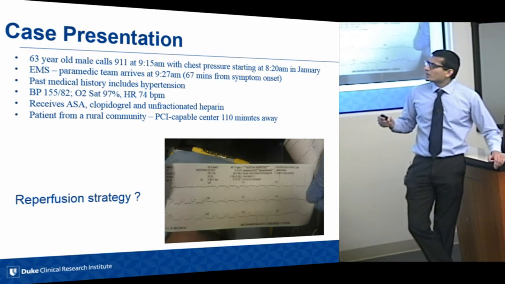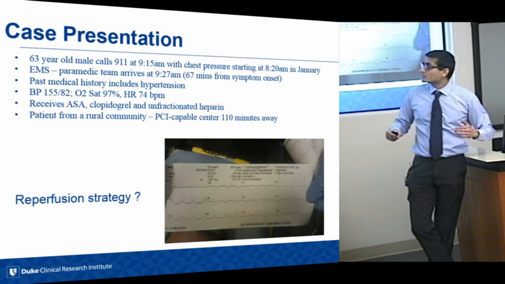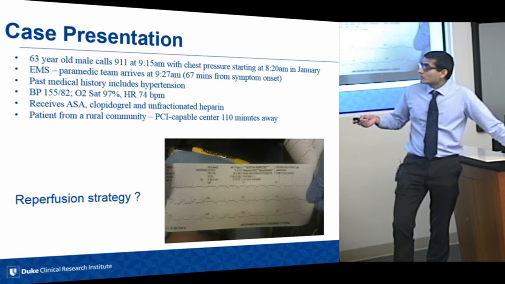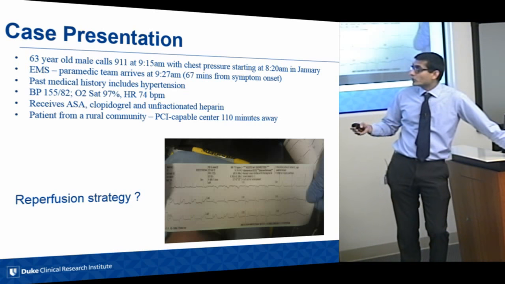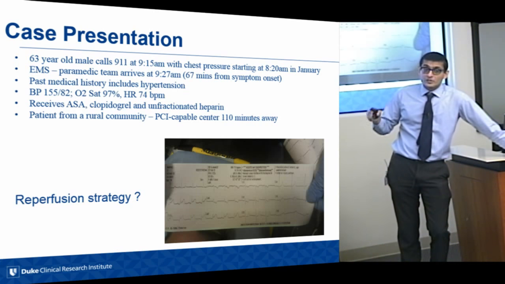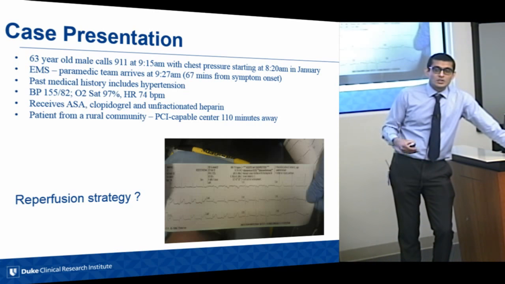I really want you to take away some of these times and why these times from symptom onset to first medical contact are important, and I'll highlight those in the next few slides. Patient's past medical history includes hypertension, he's hemodynamically stable, gets aspirin, clopidogrel, and unfractionated heparin. The patient's from a rural community, and the nearest PCI-capable center is about 110 minutes away. And the question is, how do we reperfuse this patient? Should we administer fibrinolysis, or should we bring him over for primary PCI?